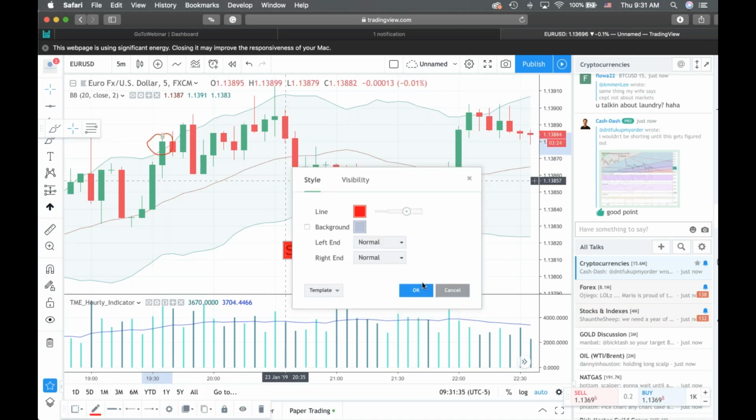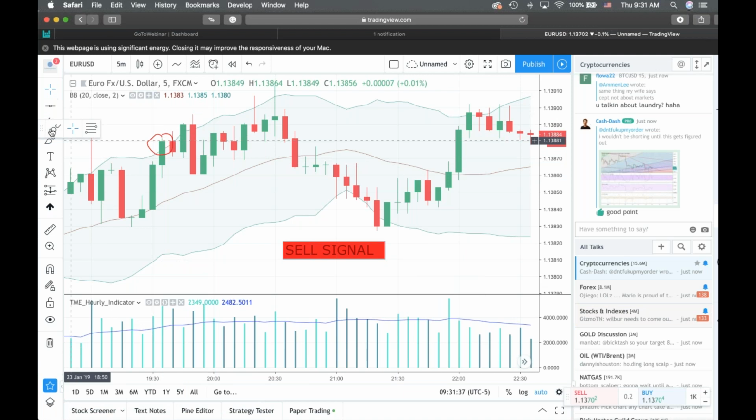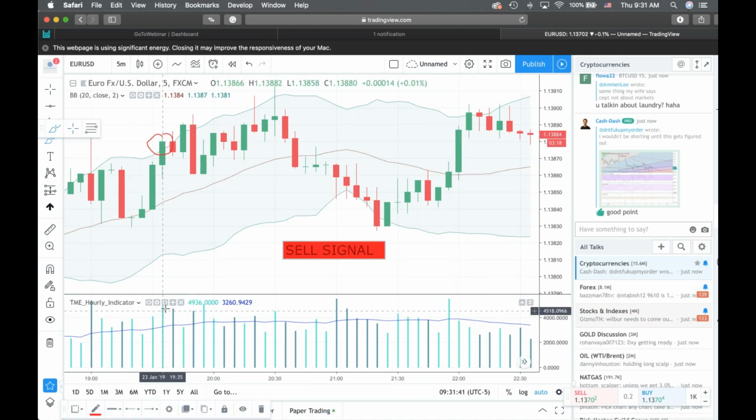So we had 7:35 here, which burst outside the band. And at the same time, this massive volume candle burst outside the expected moving average volume.